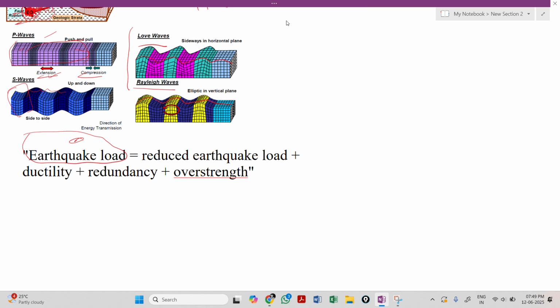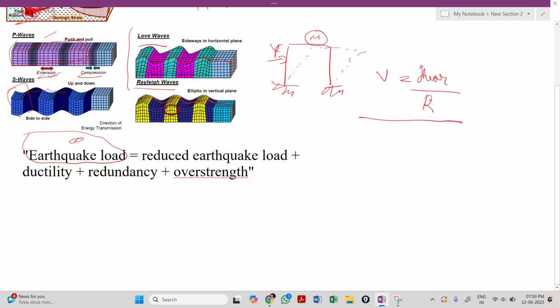Imagine there is a frame structure like this, and there is a movement due to the force. There is a mass here, and a force acting. Due to this force, there will be a movement in this structure. We can write it like this: V equals elastic base shear divided by the response reduction factor. I'll come to the reduction factor and all those things in the upcoming section, but you need to understand this.